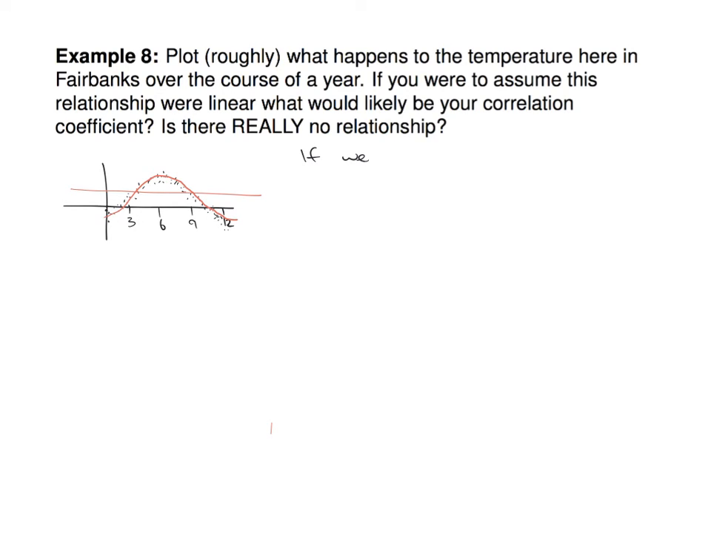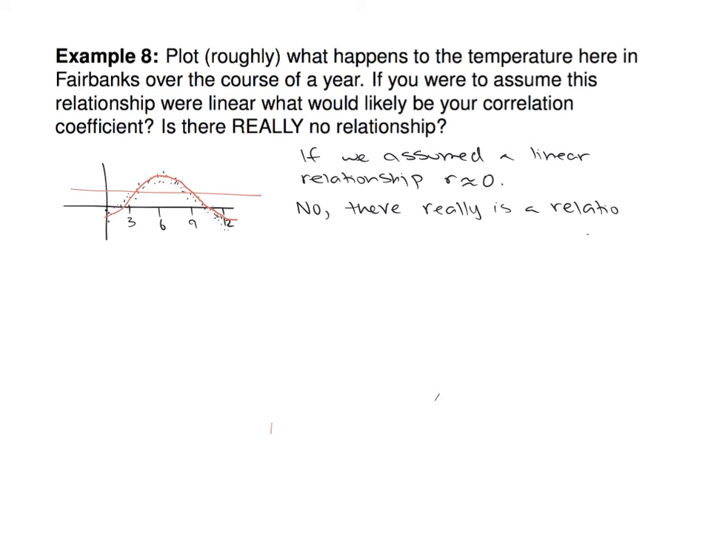So if we assumed it was a linear relationship, we're going to get R about equal to 0. It's just what's going to happen. No, there really is a relationship. It's just not linear. That's all.